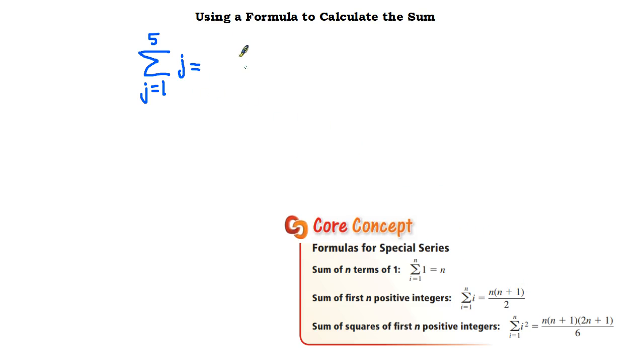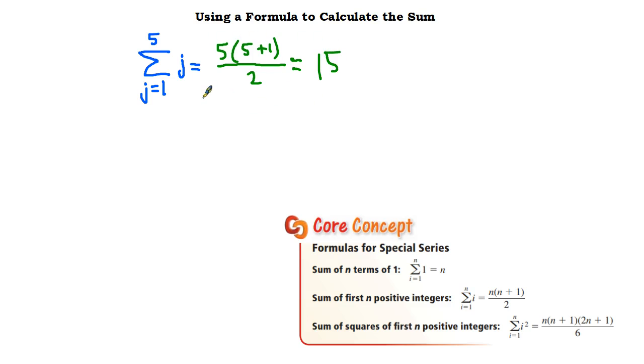So let's go ahead and, since we are saying this 5 is the n, let's go ahead and replace these two n's with 5. And we'll do 5 times 5 plus 1, and that is all divided by 2. And I'll go ahead and do the math here. 6 times 5 is 30, divided by 2 gets us 15.